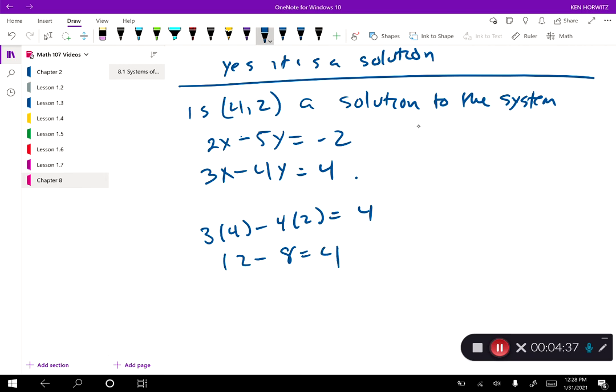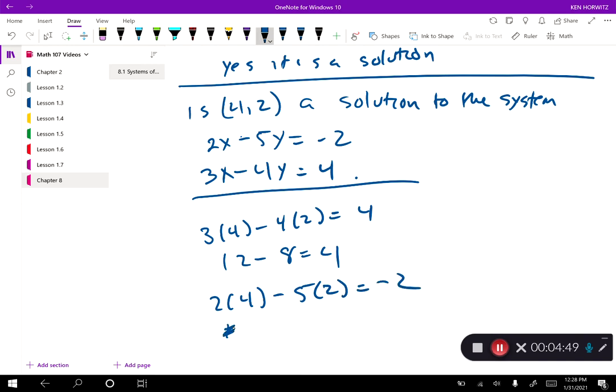Now let's double check our work. All right, so 2 times 4 minus 5 times 2 equals -2. 2 times 4 is 8, plus 10, and that does not equal -2. So therefore, it is not to the first. My bad. But either way, it was a solution to the second one, but not to the first one. All right. So not a solution to the system of equations.